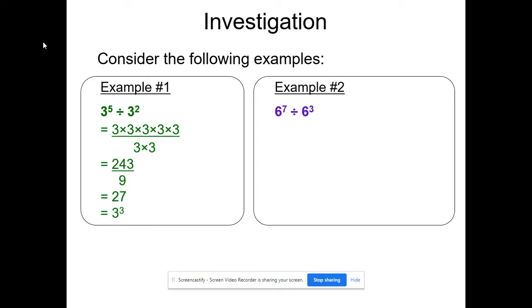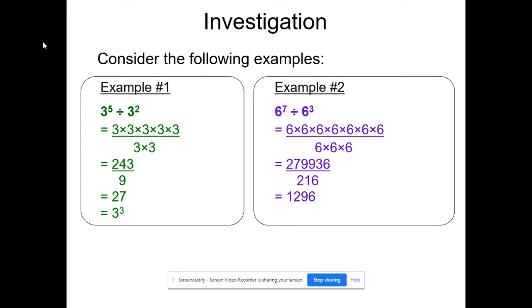So we have 6 to the power of 7 divided by 6 to the power of 3. So I'm going to write it as a fraction. I write out 6 multiplied by itself 7 times, divided by 6 multiplied by itself 3 times. 6 to the power of 7 is 279,936. 6 to the power of 3, 6 times 6 times 6, is 216. When I divide the two numbers together, I get 1,296. And 1,296 is actually a power of 6. It is 6 to the power of 4.